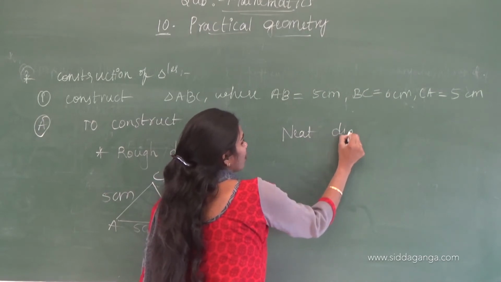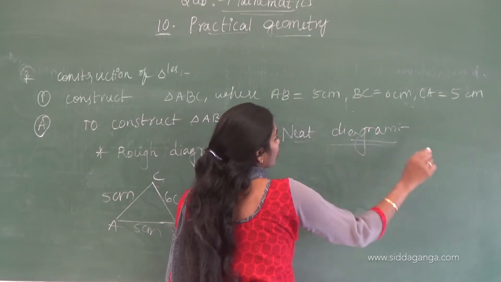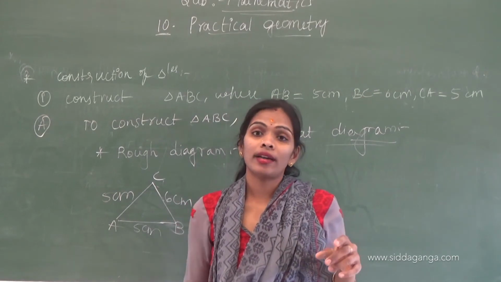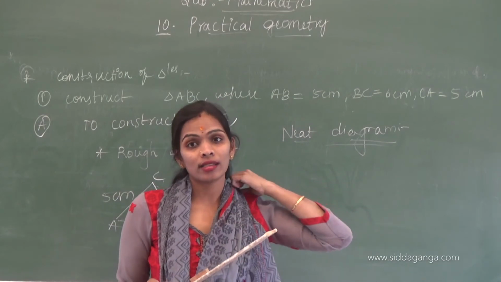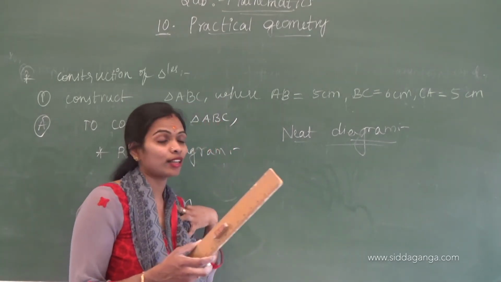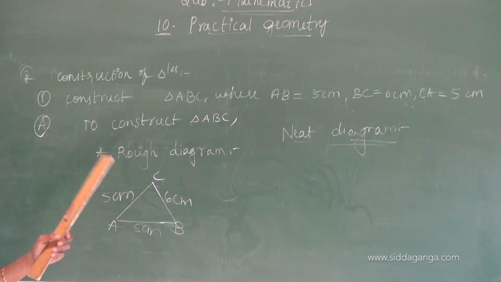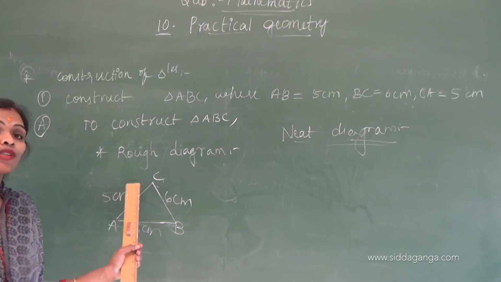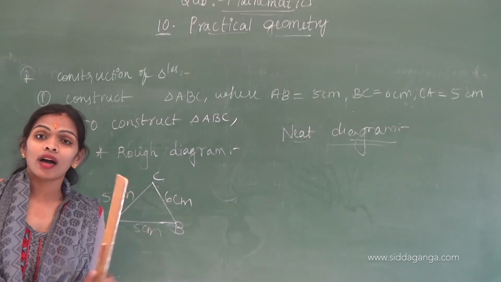Practical geometry is very easy for scoring. If you construct the triangles or parallel lines correctly, you can get the marks easily. Here, first I am taking AB as the base, on the left side. Why am I taking a rough diagram? To get the idea of what to take as the base, what to take on the left of the base, and what to take on the right of the base.